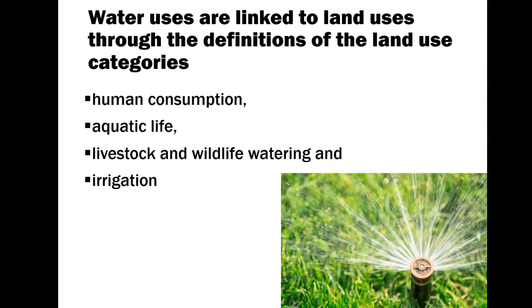Water uses are linked to land uses through definitions of the land use categories. The 4 generic uses of groundwater or surface water affected by groundwater discharge are human consumption, aquatic life, livestock and wildlife watering, and irrigation. So what does this mean? You apply them when you have it on your site.